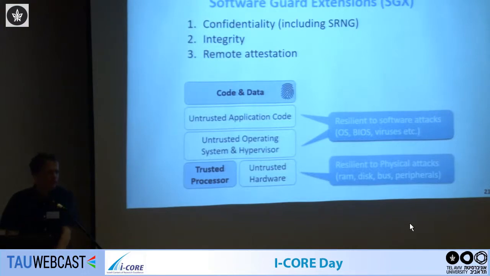So SGX. SGX is a particular implementation of the trusted execution environment idea from Intel.